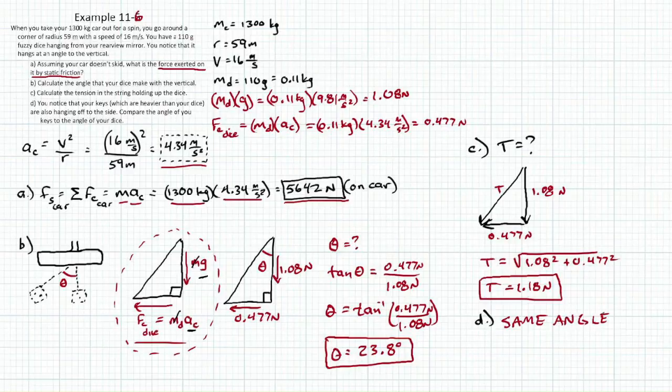I could prove it to you by making up a mass for the keys and doing the exact same thing, but you could do that yourself, honestly, if you don't believe me. But it's going to be the same angle for anything, because the centripetal acceleration, not the force, but the centripetal acceleration affects all objects of different masses equally. So there you go. That's example 11.6 finished up. If you have any questions, please come see me, but I hope that cleared that up for you. I'll see you on the next video.